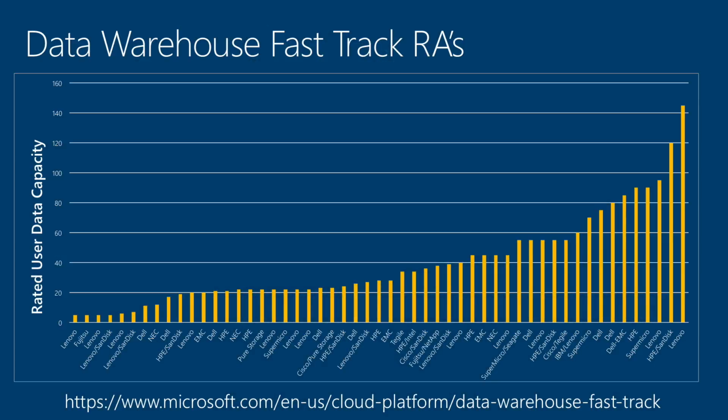Now, this chart's a compilation of all the currently published RAs with SQL Server. You can see this span of results from 5 terabytes up to 145 terabytes. Even though this chart shows a current maximum rated capacity of 145 terabytes, the RAs can handle much more data. We also calculate a metric called the maximum user data capacity. This is based on the total storage footprint of the system that can be allocated to SQL Server. When you factor in this storage, the maximum data values range from 8 terabytes to over 1.1 petabytes.